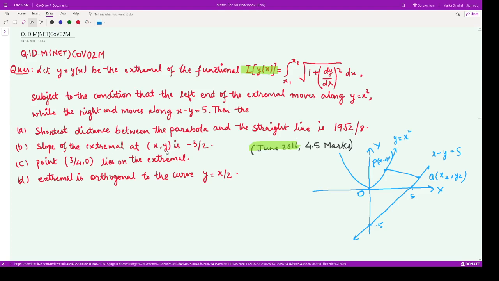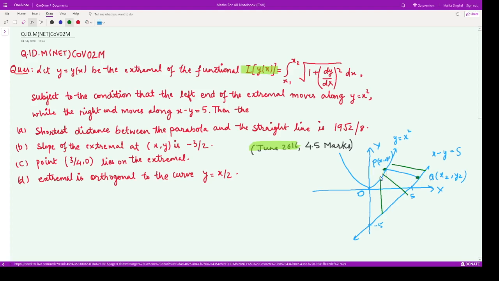Slope of the extremal at the point (x, y) is -3 by 2. Point (3/4, 0) lies on the extremal, and the fourth option is the extremal is orthogonal to the curve y = x/2. So let us get started with this question. This is an arbitrary extremal, and in this case these two points are fixed, so that means you can have an extremal like this or anywhere like this, right? So we are interested particularly now in calculating the extremal from P to Q.